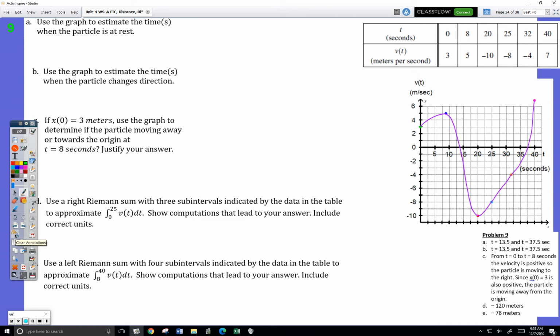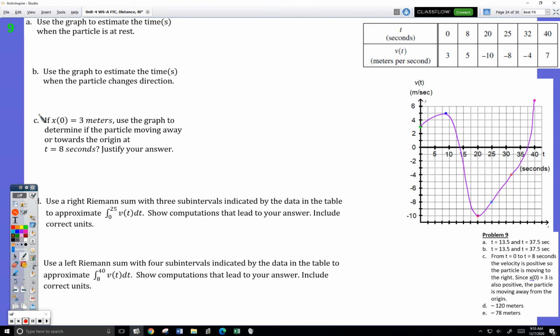Okay, page 9, one item that causes people a little bit of trouble. Item C on page 9. The position of the particle at time 0 is 3 meters. So if I drew a picture, origin is always the location 0. It's not the original location, it's just location 0. It says at time 0, the particle is sitting here at 3.